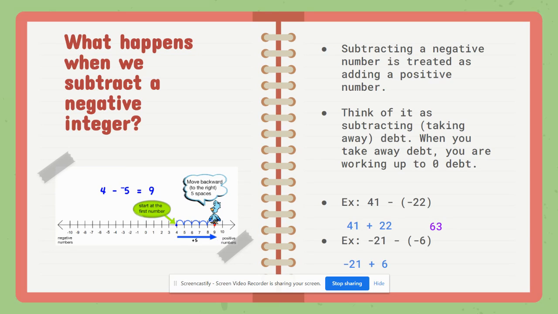Now, we have to go back to one of our addition rules, right? We keep the sign of the bigger number. 21 is bigger, so we know our answer is going to be negative, but we're going to treat this as regular subtraction. So 21 minus 6 is 15. But again, because 21 is a bigger number and it's negative, our answer of 15 stays a negative.